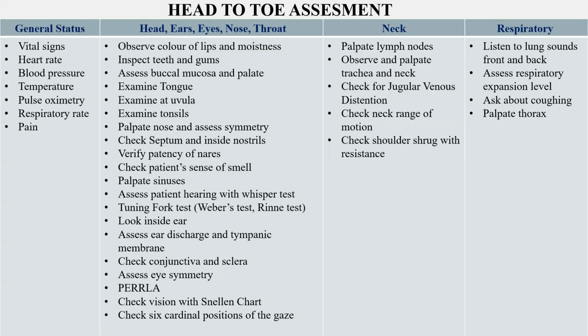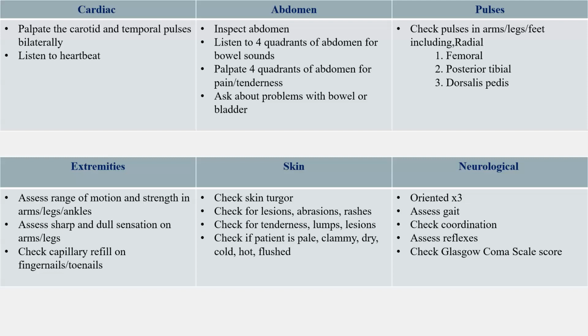In the respiratory assessment, you listen to the lung sounds, front and back, that is anterior and posterior, assess the respiratory expansion level, ask about coughing, history of coughing, whether there is a dry cough present, or if there is cough with sputum, the color and the nature, and palpate the thorax and check for any pain or abnormalities. Cardiac assessment can be done by palpating the carotid and the temporal pulses bilaterally and listening to the heartbeat.